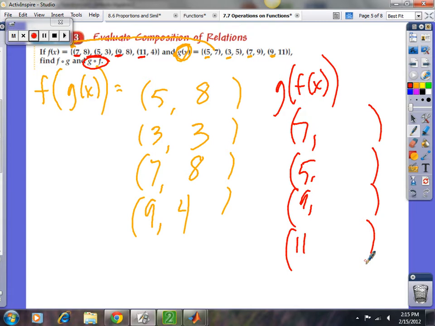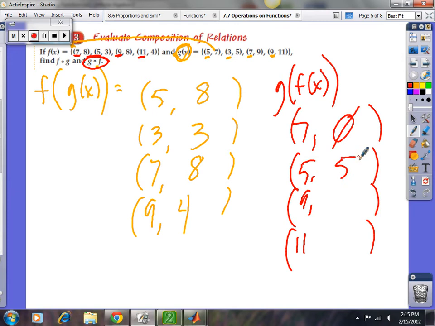Okay, well, 7 doesn't work. Start with 7. You substitute 7 in, and it gives you an 8. But you take the 8, and there is nowhere to substitute an 8 in. 7 gives you no solution. 5 is going to give you a 3. 3 is going to give you a 5. The rest are no solution.